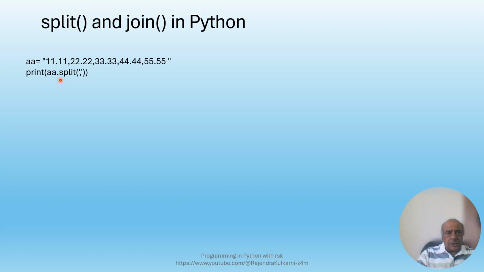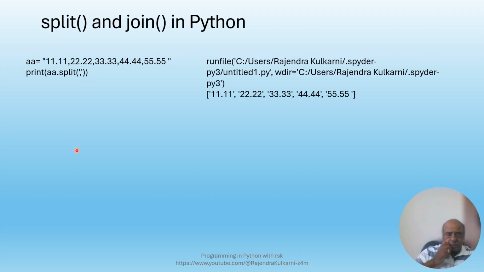When we use print a dot split, which has one argument, we want that argument to be a comma. What it executes is it converts the text of that string into a list of the values given here, 11.11, 22, all these things. Everything in the string is converted to a list, separating the values.